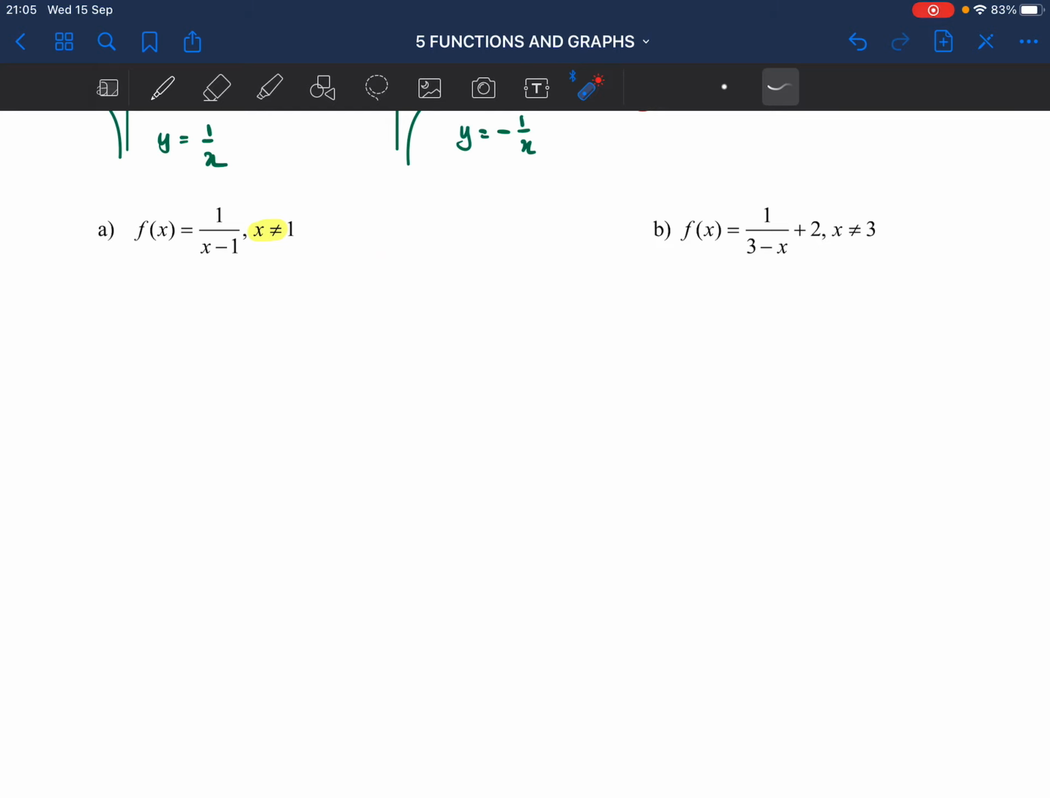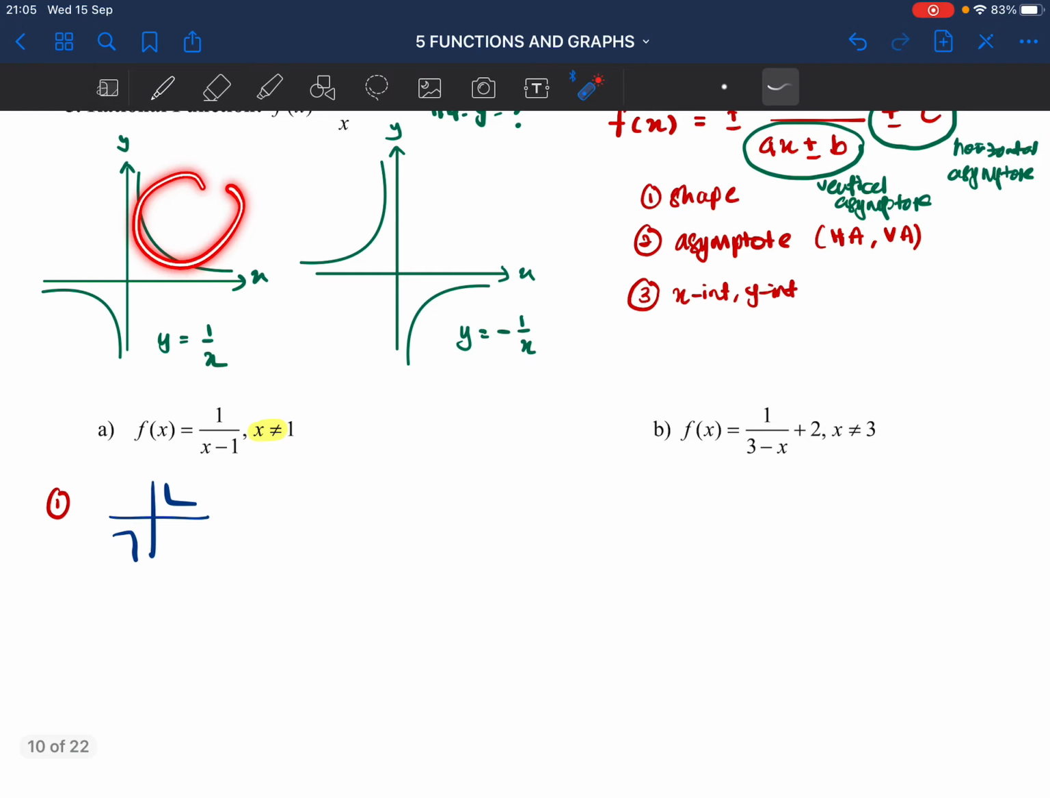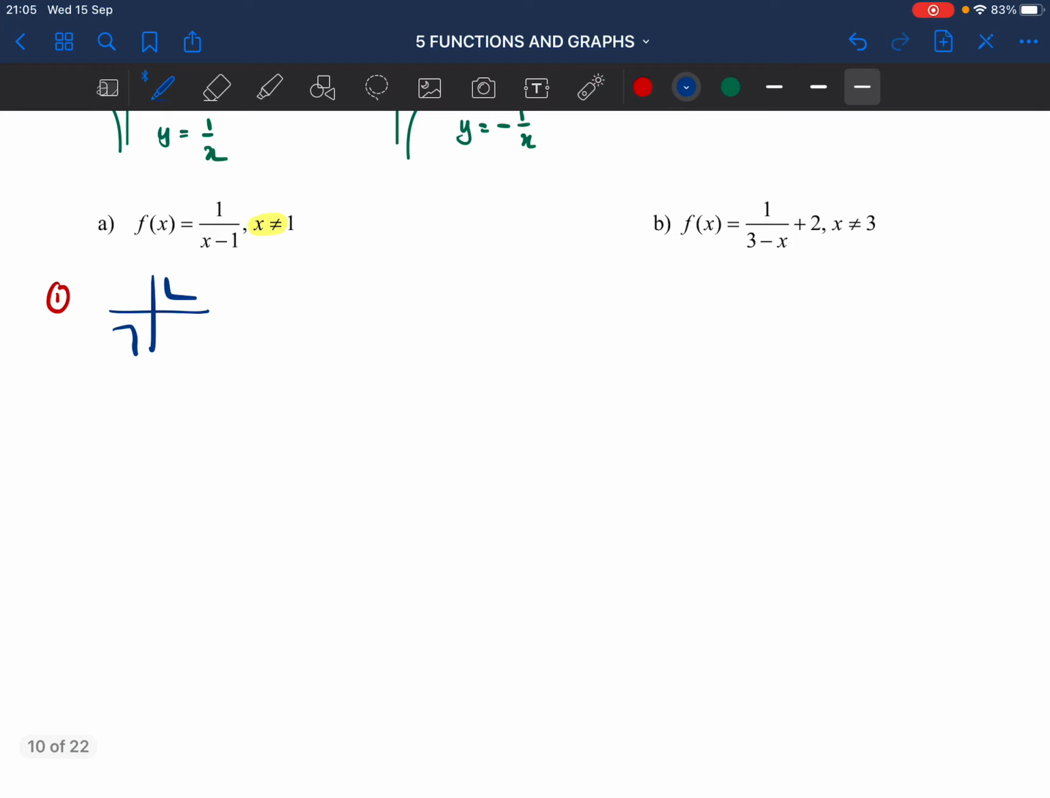Okay, alright, so the first thing that we have to find is the basic shape. So positive, kat sini depan x ialah positive, so we will have this graph here. Okay, this graph ke kanan, kiri. Okay, so kalau positif, atas dia mesti kanan. Kalau negatif, atas mesti kiri. Alright, so the second thing that we have to find is the horizontal and vertical asymptote.